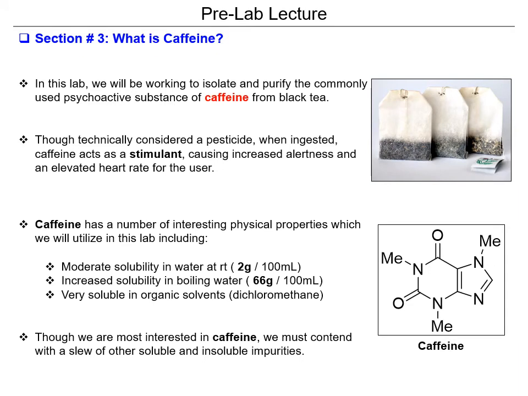In this lab, we will be working to isolate and purify the commonly used psychoactive substance caffeine from black tea. Though technically considered a pesticide, when ingested, caffeine acts as a stimulant, causing increased alertness and an elevated heart rate for the user. Caffeine has a number of interesting physical properties which we will utilize in this lab, including being moderately soluble in water at room temperature, having increased solubility in boiling water, and being very soluble in organic solvents such as dichloromethane. Though we are most interested in caffeine, we must contend with a slew of other soluble and insoluble impurities.